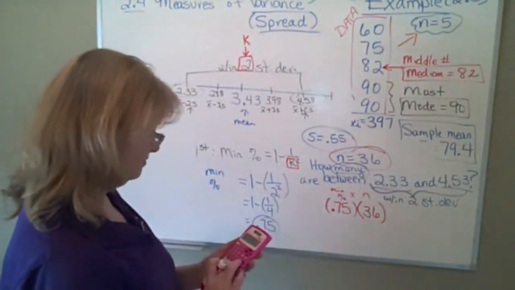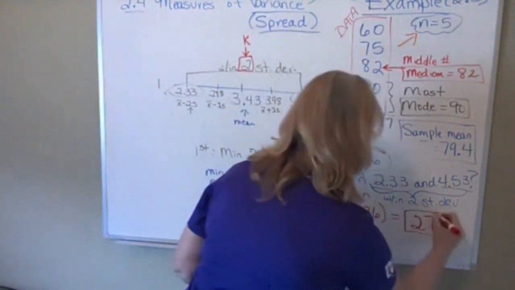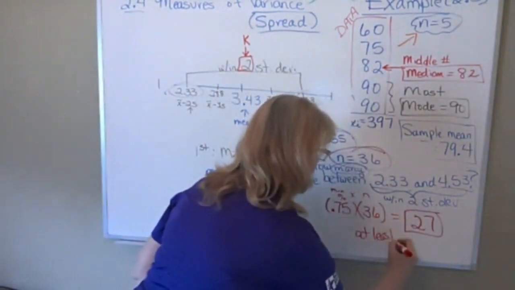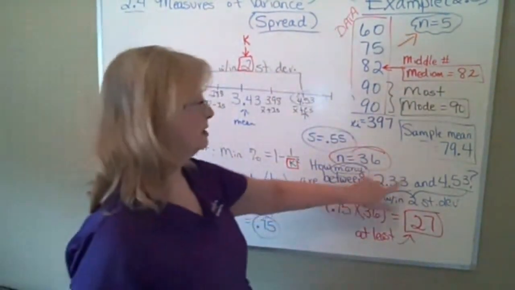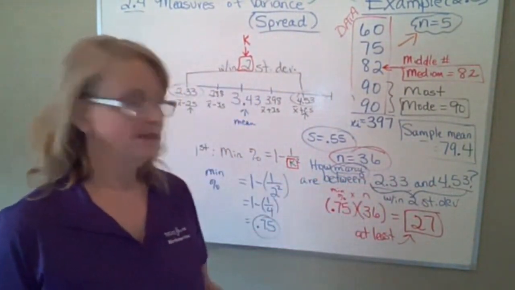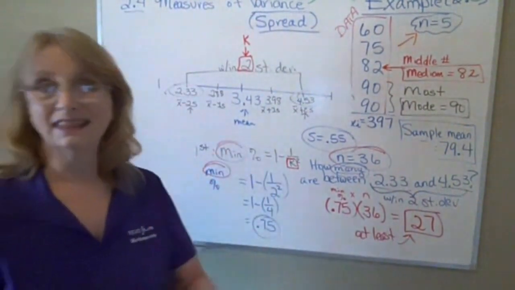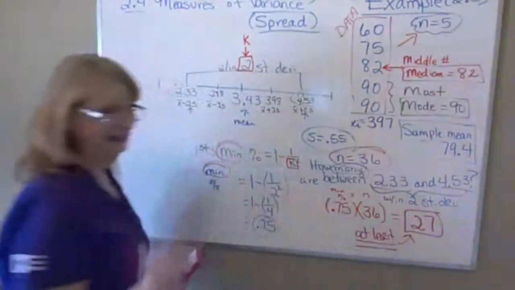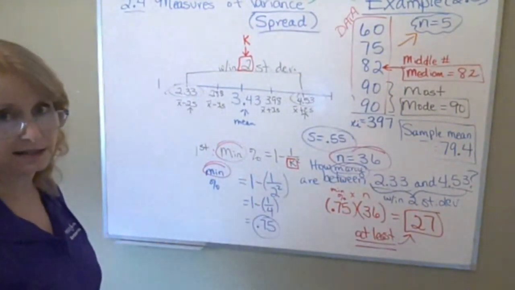minutes. So I do 0.75 times 36, and that gives me 27. So it's going to be at least 27 of the geyser eruptions will last between 2.33 and 4.53 minutes. Now, it might be a lot more than 27. This is just a minimum. So Chebyshev's theorem always just gives you the lower limit. It's going to be at least, that's a good word, at least that many. It could be a lot more, but it's going to be at least 27 out of the 36.